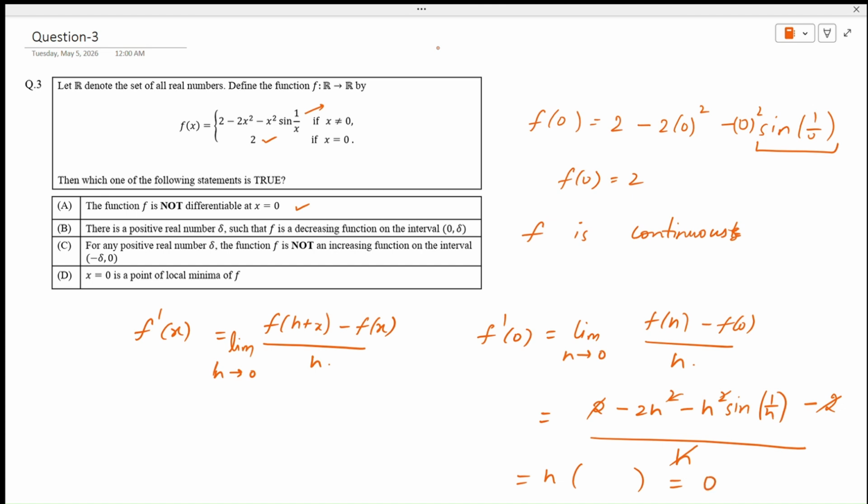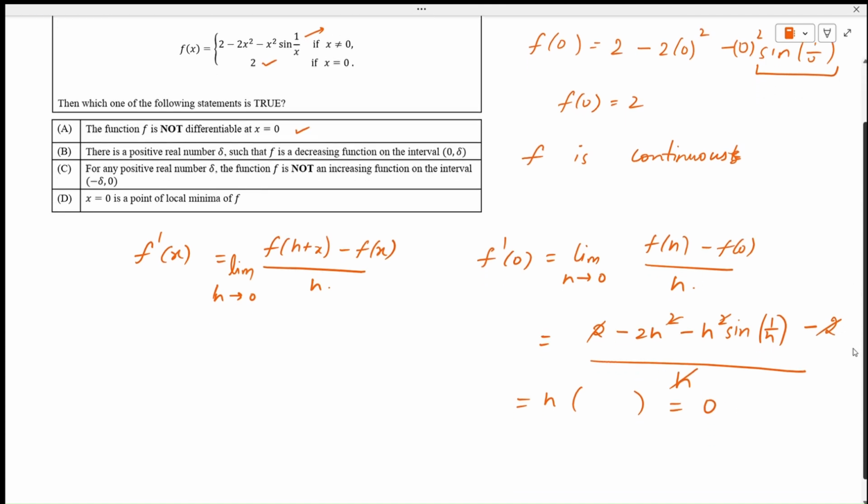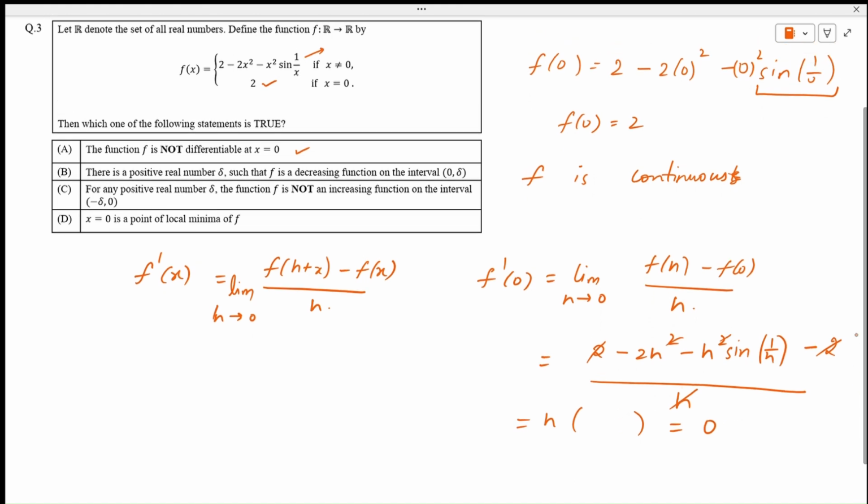So f dash of x is 0. And for the second function, it is also equal to 0 because it is a constant function, f of x equal to 2. You will get 0 differentiation. So this option is wrong because the function is differentiable at x equal to 0. And let us look at option B.